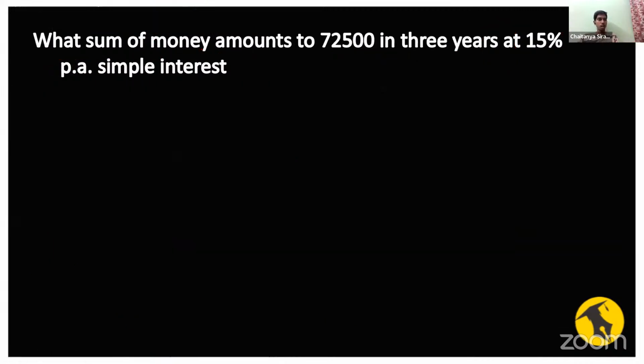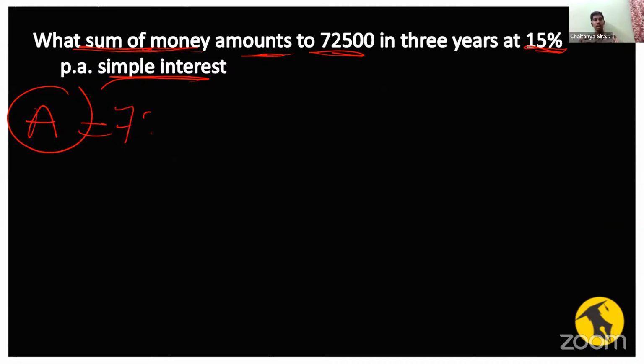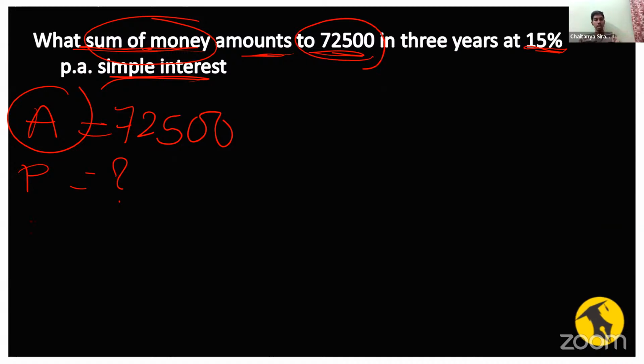What sum of money amounts to 7,2500 at 15% simple interest? They are asking me amount, so here I have been asked A. My amount is given as 7,2500. They are asking me principal. So the sum of money you need to invest to get an amount of 7,2500 in 3 years and a rate of interest of 15%.